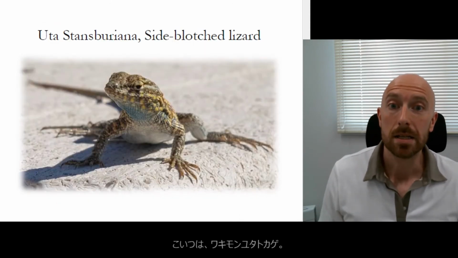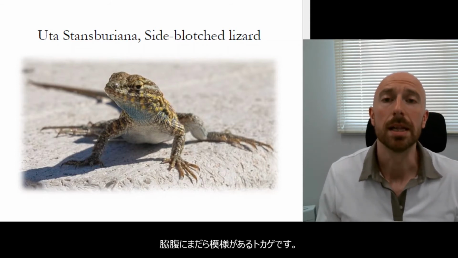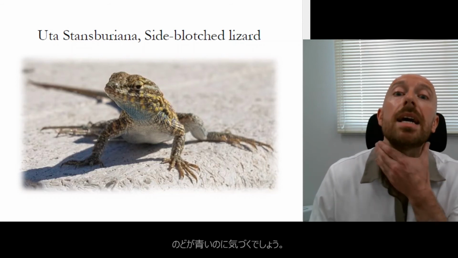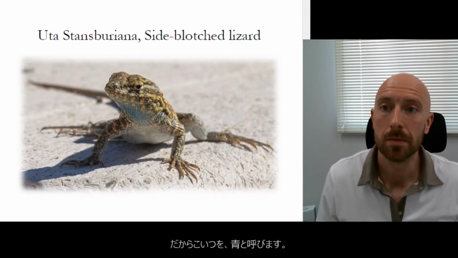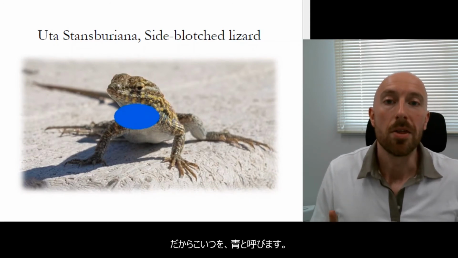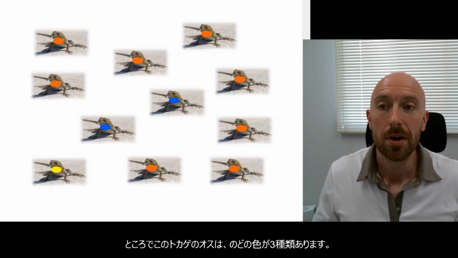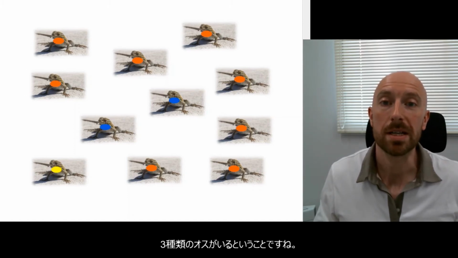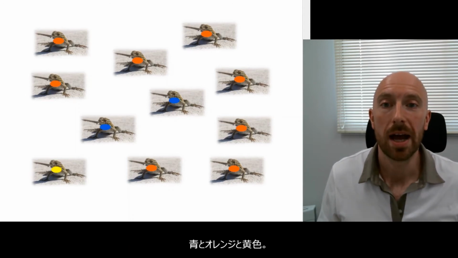Now let's meet a friend. So this is Uta stansburiana, the side-blotched lizard. If you look closely at the picture of this lizard, you'll see he has a blue throat. A blue throat. So let's color that blue. Now the men of this species have 3 different colors of throat. So there's 3 different types of men. There's blue, there's orange, and there's yellow.